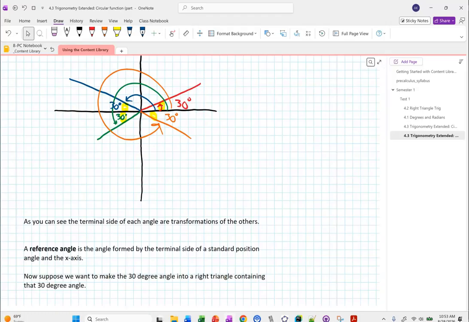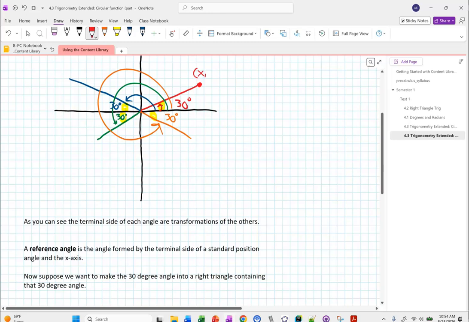All right. Now suppose we want to take this 30-degree angle that we started with, the red one, and turn this into a right triangle that also contains that 30-degree angle. So I'm just going to pick a point on that terminal side. I'm going to call that point (x, y).